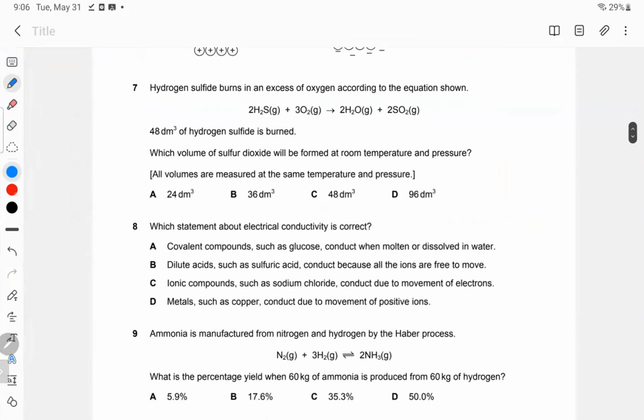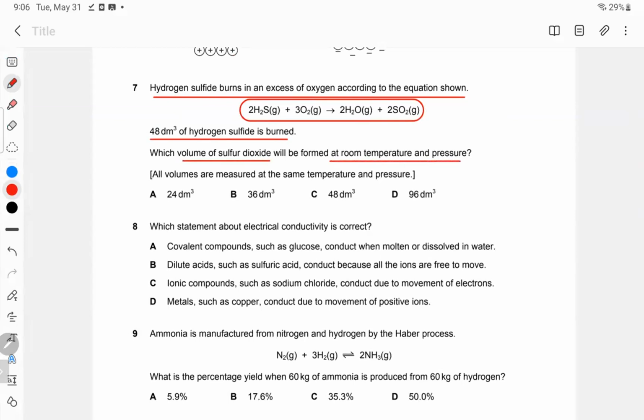Question number 7. Hydrogen sulfide burns in an excess of oxygen according to the equation shown. And here we have an equation. 48 dm cube of hydrogen sulfide is burned. Which volume of sulfur dioxide will be formed at room temperature and pressure? Okay.